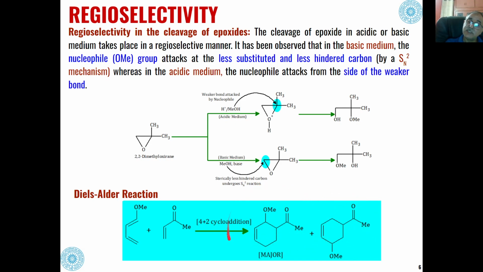Again, we can see that one of the isomers is formed in more amount, and again this is an example of a regioselective reaction.